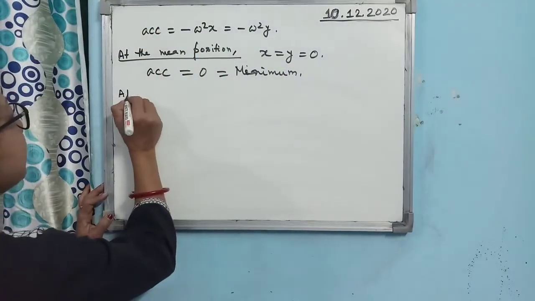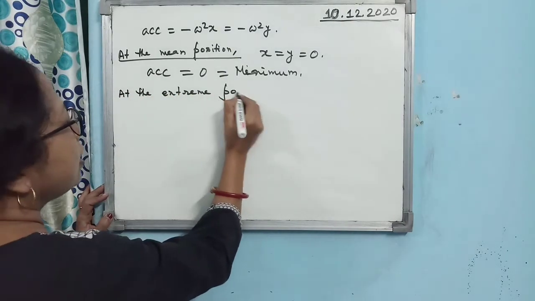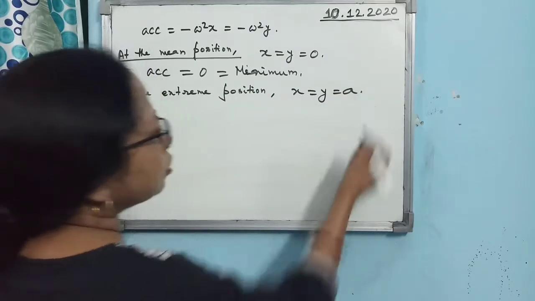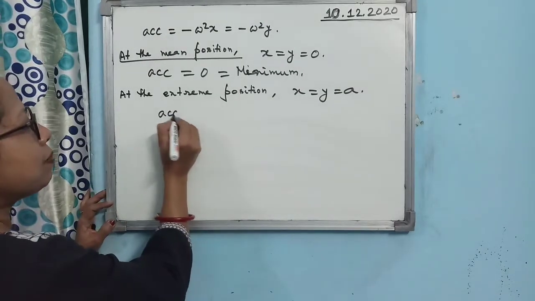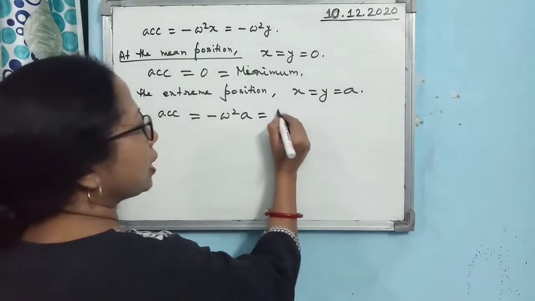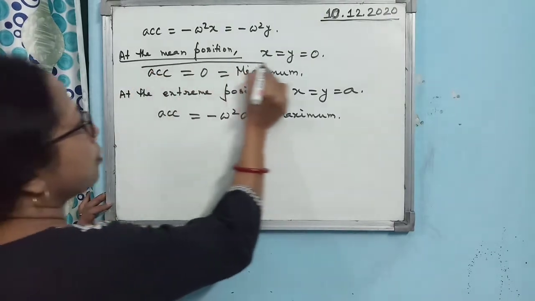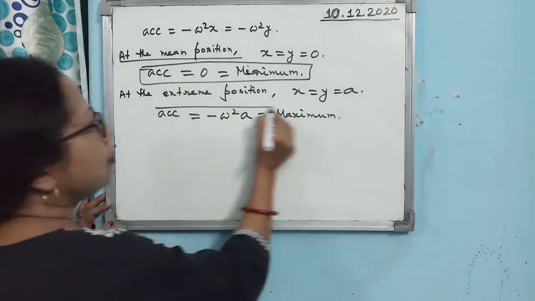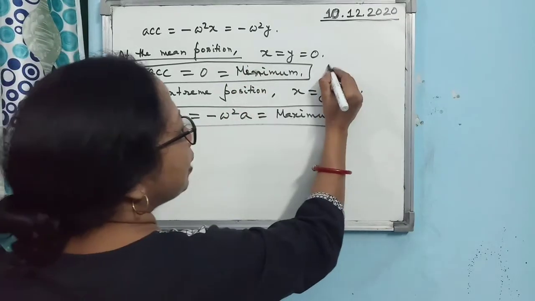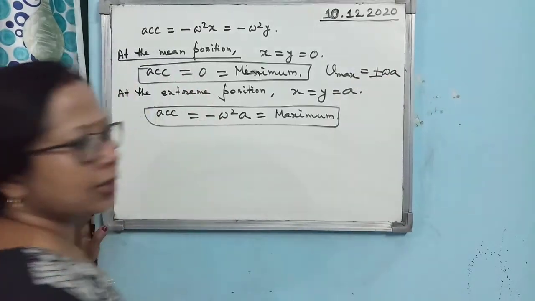Now if you consider the extreme position, what is happening? x and y are both maximum and equal to the amplitude. So you see, at the extreme position, acceleration becomes omega square a and it is maximum. Okay, so this is the point you have to remember: at the mean position, the acceleration is minimum, but what about velocity? Velocity is maximum and given by plus minus omega a.